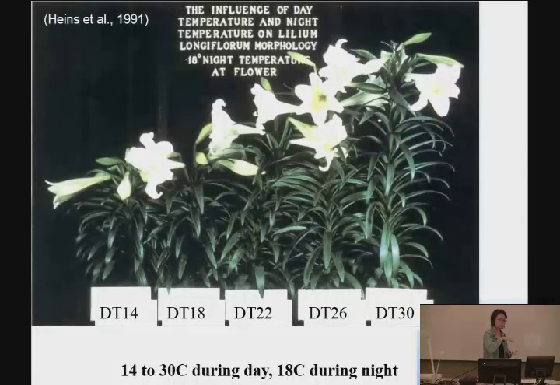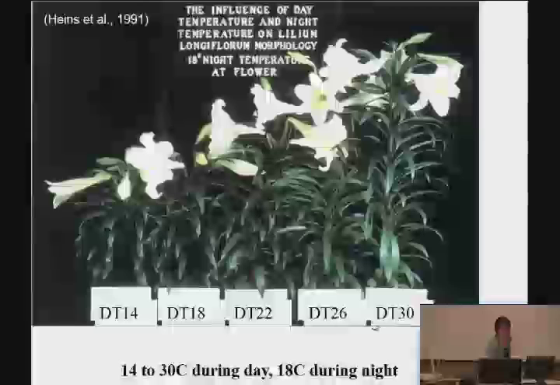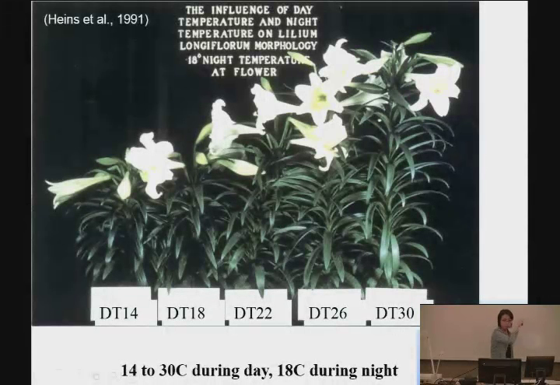So this experiment, again: the number of leaves is already determined, and the flower bud is already developed, and then they force the flower bud and stem to develop at different temperature conditions. The night temperature is fixed at 18 degrees C across the 5 treatments, and they only change the day temperature, in this case 14, 18, 22, 26, and 30 degrees C. So the increment of the temperature is 4 degrees C.